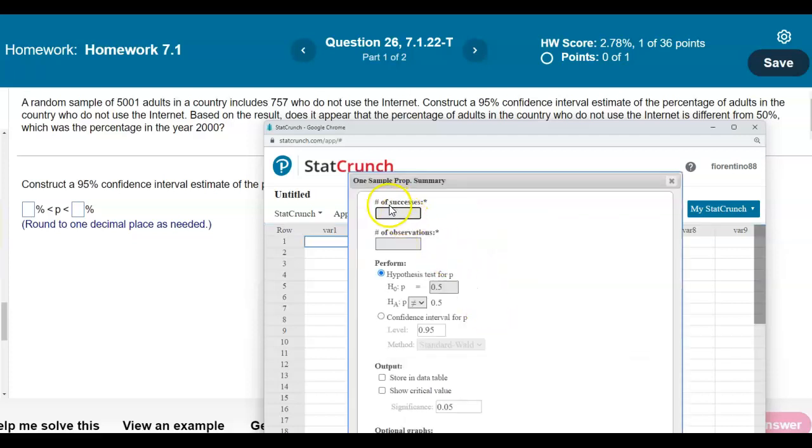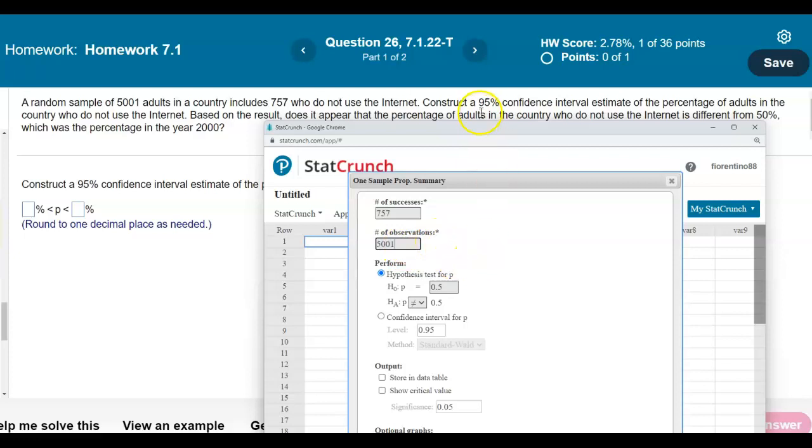So now we want to put in the number of successes. The number of successes is the adults that do not use the internet. In this case, it's 757. So we're going to put in 757 for the number of successes. Now the number of observations is the total sample size. So the random sample is 5,001 adults. So we're going to put 5,001.